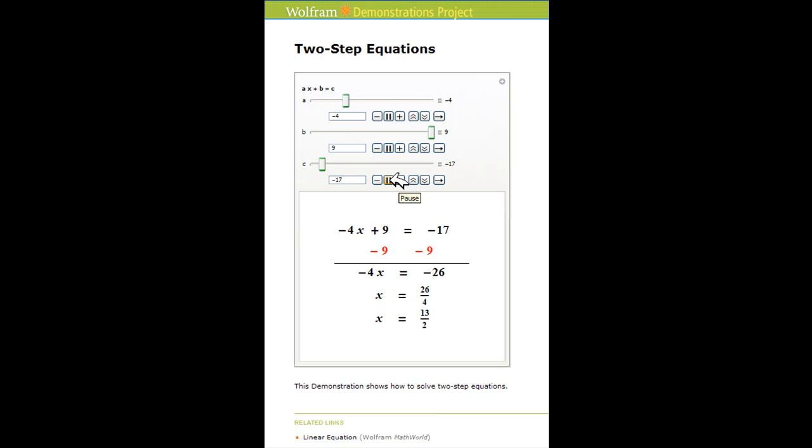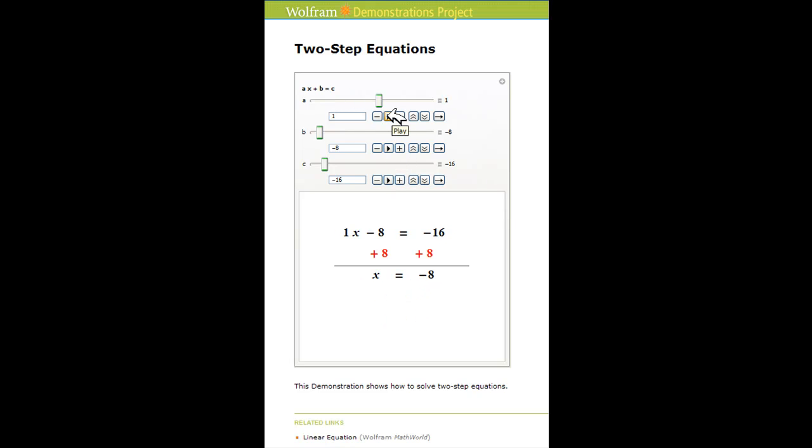Okay. Now let's stop that. Stop that one. Stop that one. Okay, so 2 steps. We're going to add 8. Want to get rid of that minus 8, so we add 8 to both sides. Negative 16 plus 8 is negative 8. We're done.